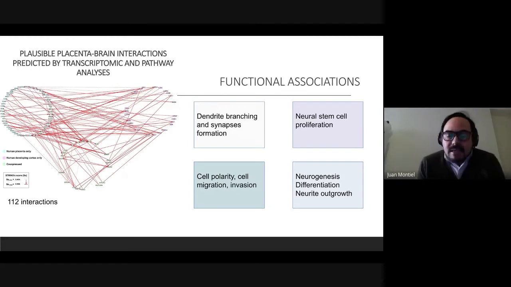So basically, what I'm saying is that we have local control, we have a neighbor control, and we have a long distance control, which is the endocrine control.